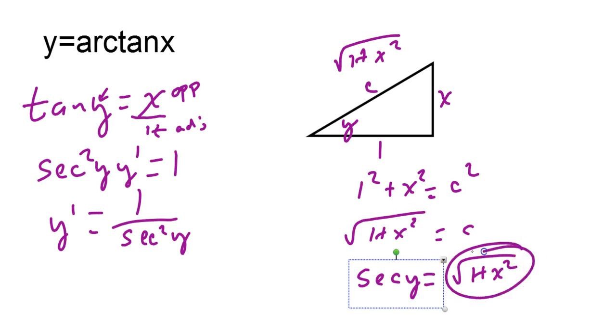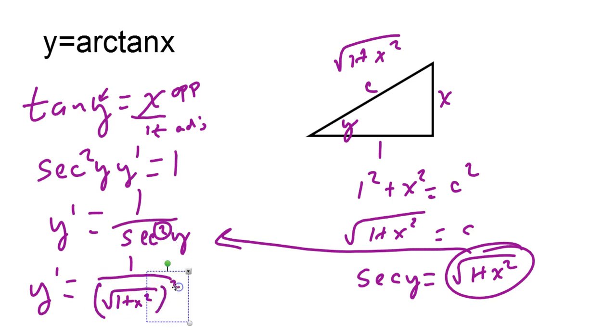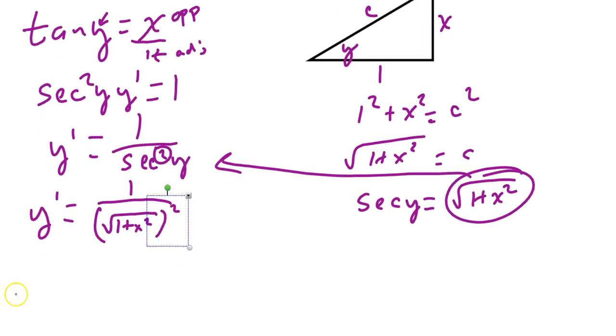Well, if I plug this in over here, don't I get y prime equals 1 over the square root of 1 plus x squared? Oh, wait a minute, that squared says I got to square this quantity. So wait a minute, that just cancels. So I get y prime equals 1 over 1 plus x squared. So I know that the derivative of the arctangent is equal to this, right?